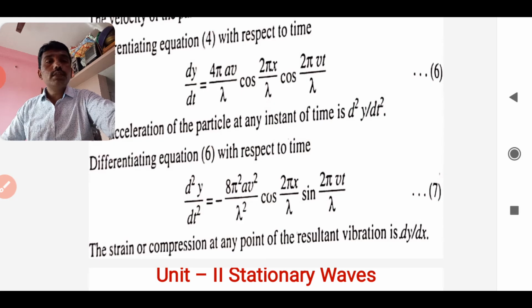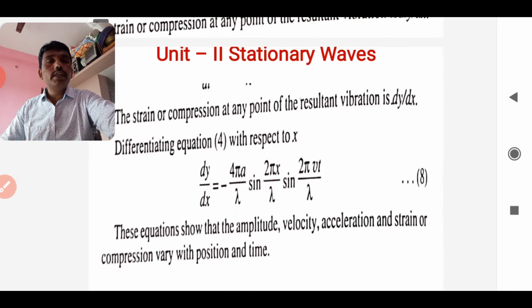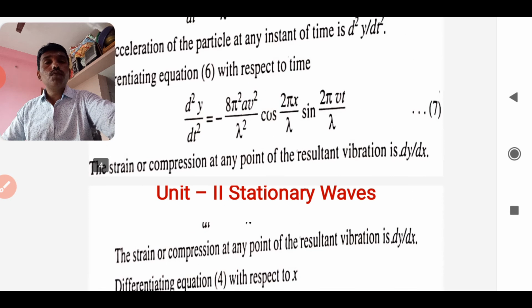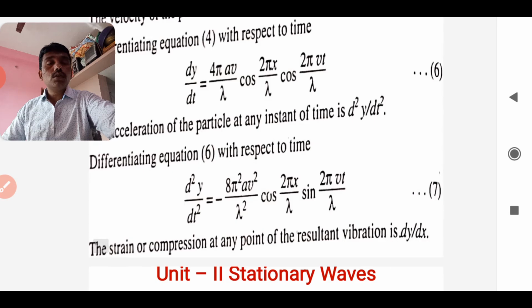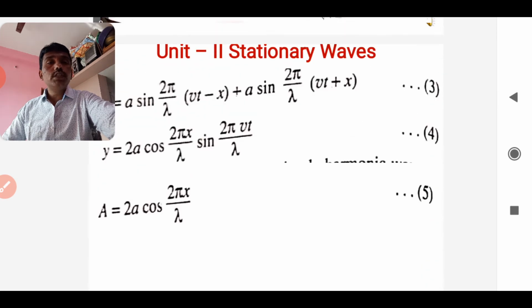So in this case, if I want to find out the strain or the compression at any point of the resultant vibration, I have to differentiate equation 4 with respect to x. Or in a simple way, it is also called the slope ratio, you can also say roughly. That's why we are going to differentiate this equation number 4 with respect to x.